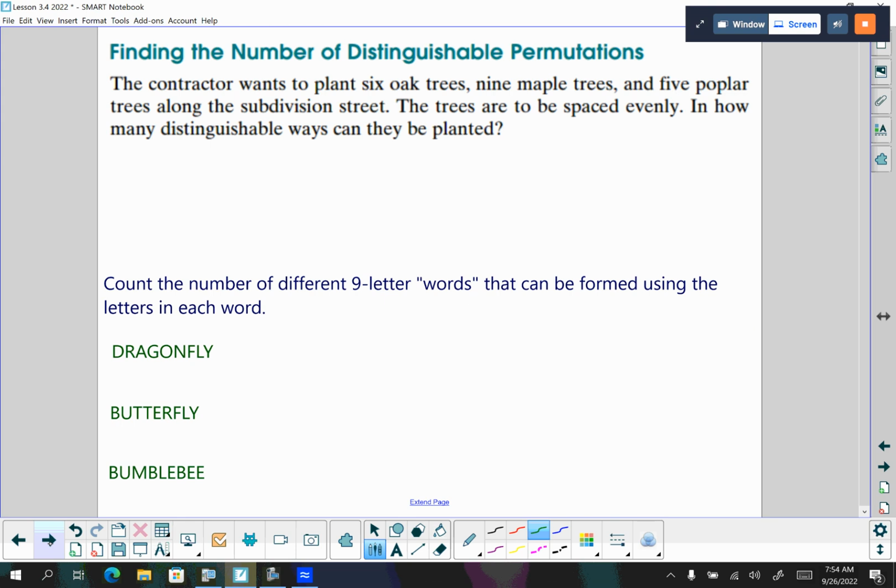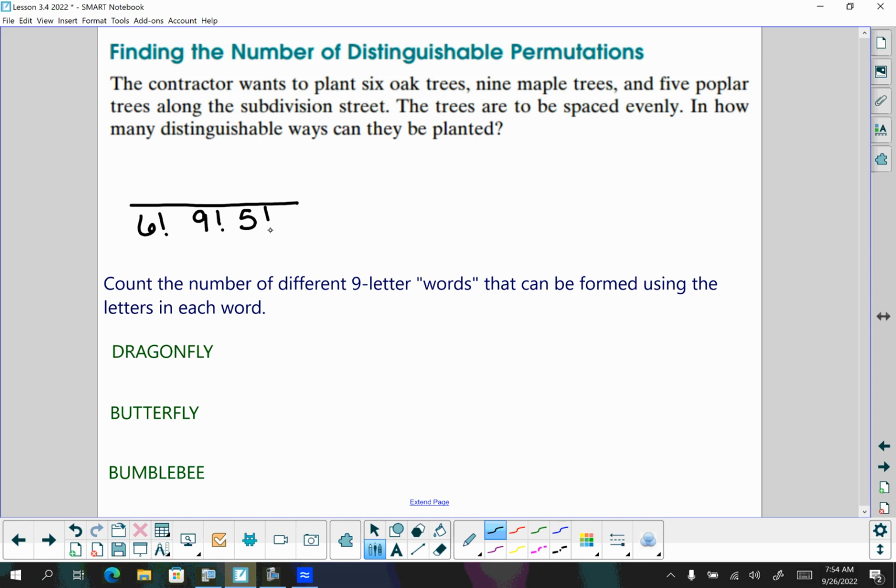All right, so let's try this example. A contractor wants to plant 6 oak trees, 9 maple trees, 5 poplar trees along a subdivision street. The trees are to be spaced evenly. In how many distinguishable ways can the trees be planted? Okay, I'm going to start with my denominator here. These are all the things that are going to look the same. We're assuming all oak trees look the same, all the maple trees look the same, and all the poplar trees look the same. So I have 6 oak trees that all look the same. I have 9 maple trees that all look the same, and I have 5 poplar trees that all look the same. If I add all of those up, I'm going to get 20.